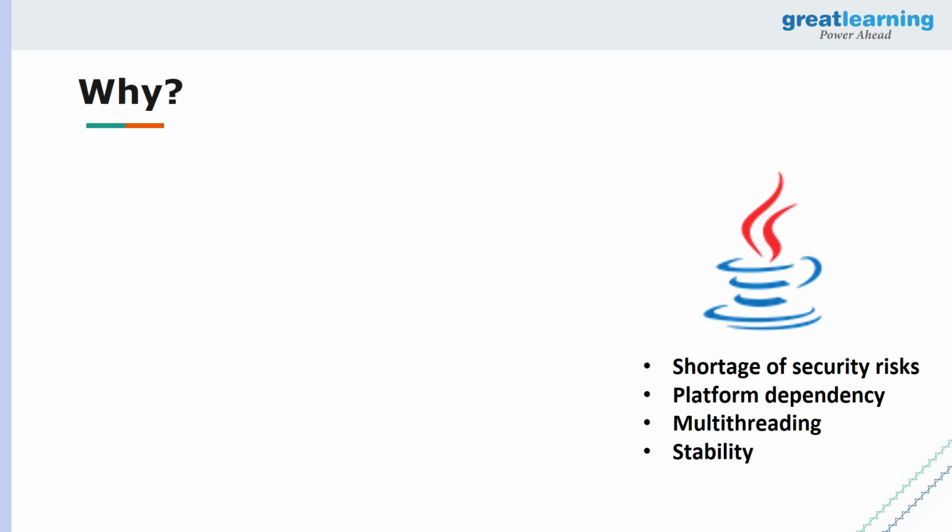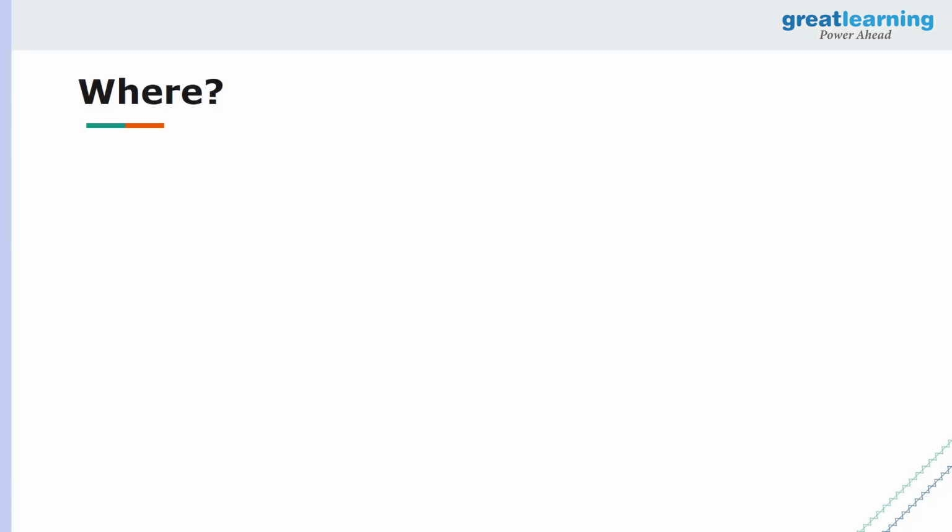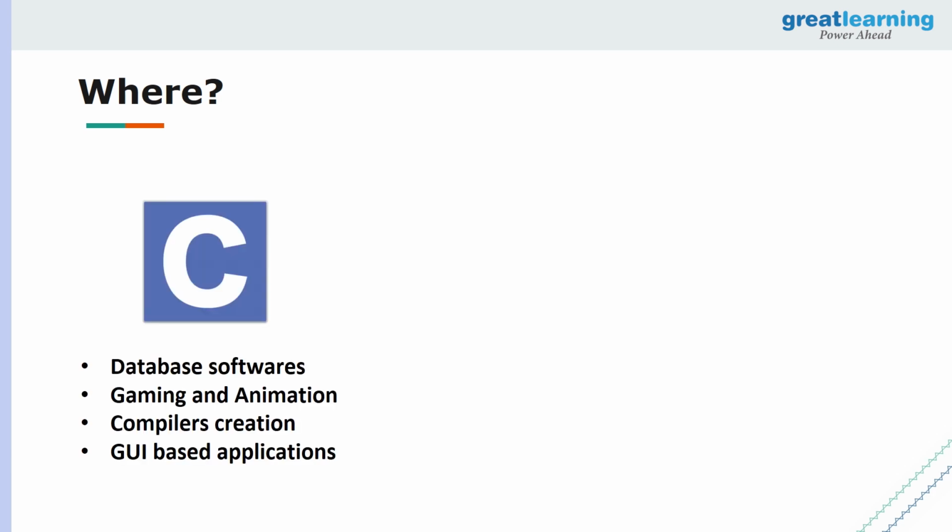Let's move to the next question, which is where do we use C, C++, and Java? Because most freshers and beginners want to know where we actually use the C programming language, which applications we create using these three languages. Well, let's see where we use the C programming language. We use C in making database software like MySQL. MySQL is developed using the C programming language.